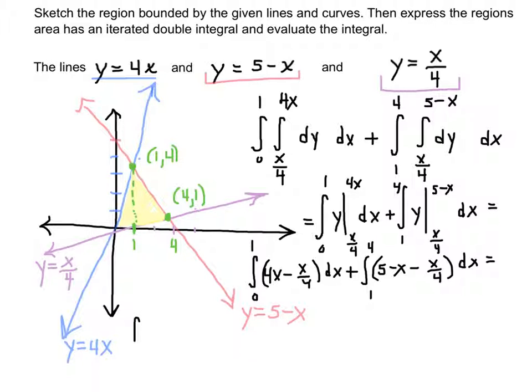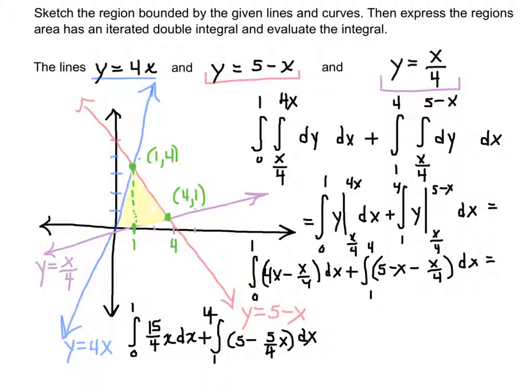And so the first one, 4x minus 1/4 x, that's going to give us 3 3/4 x, which is 15 over 4 x dx, from 0 to 1, plus our next integral from 1 to 4 of 5 minus, and now this is 1 1/4 x, which is going to be 5/4 x dx.